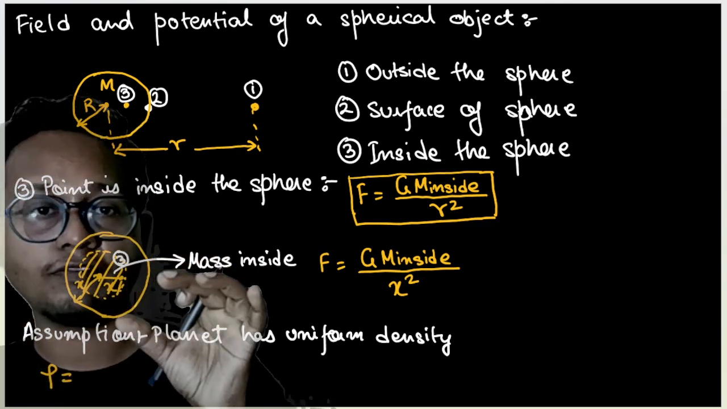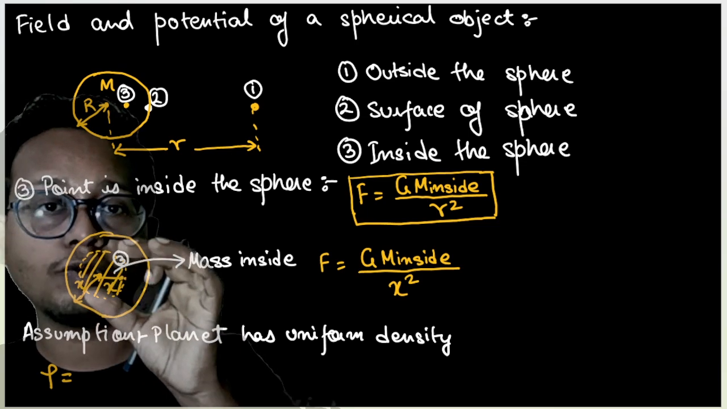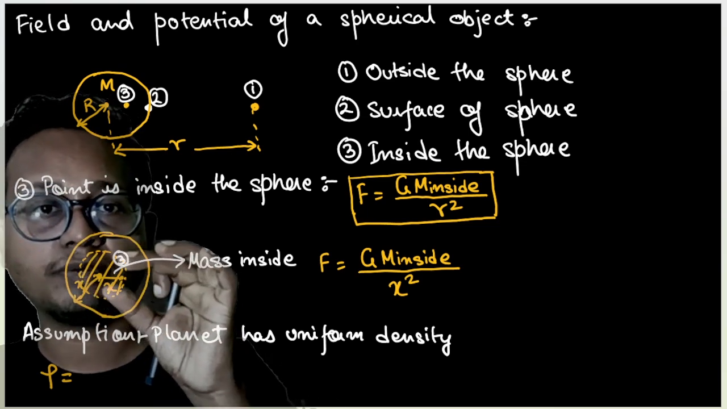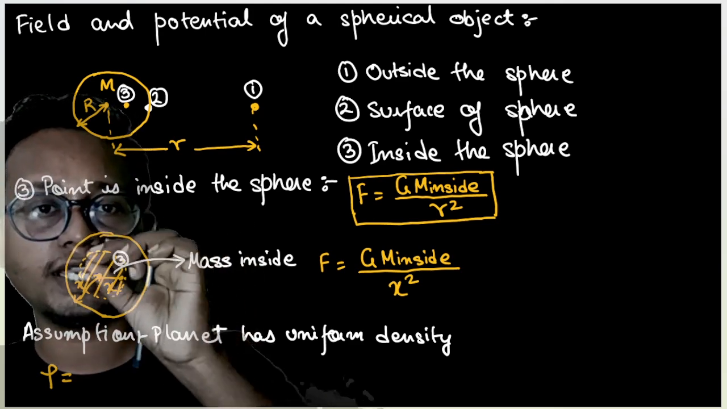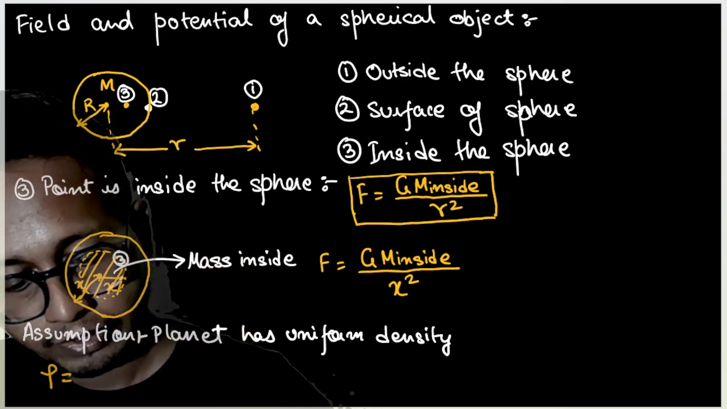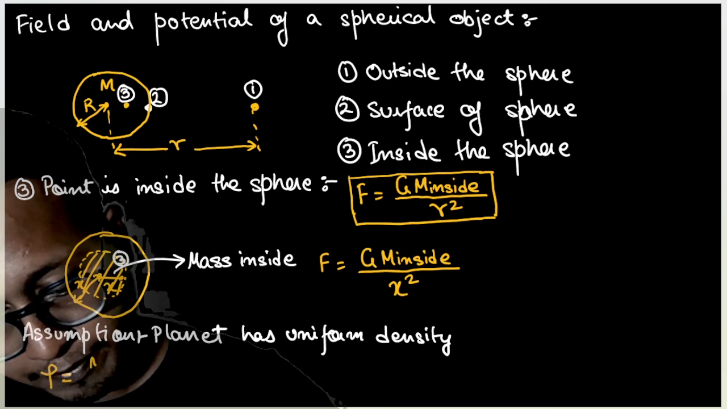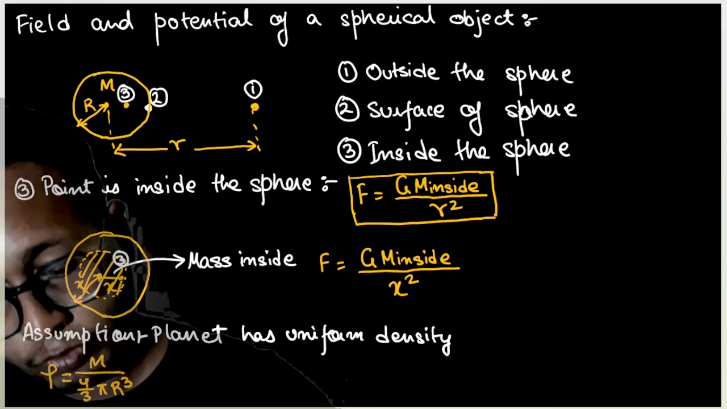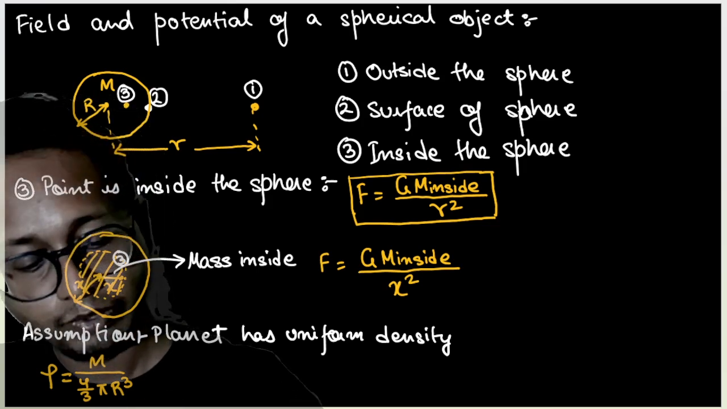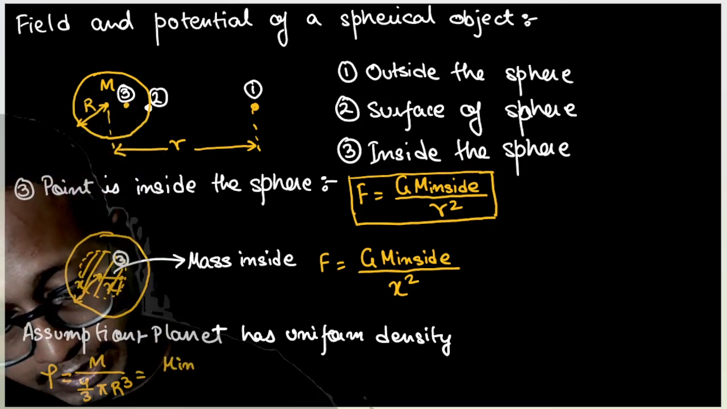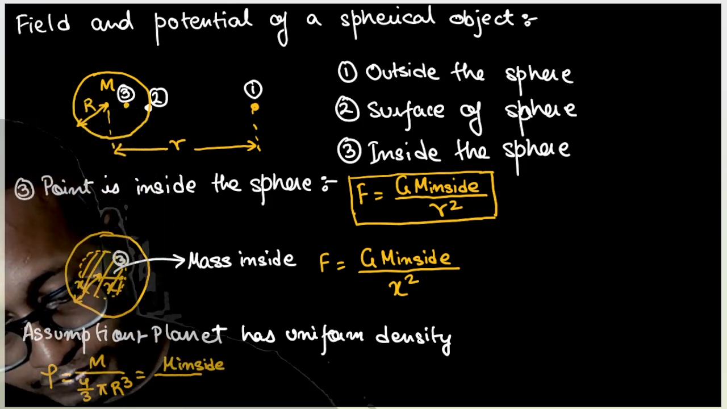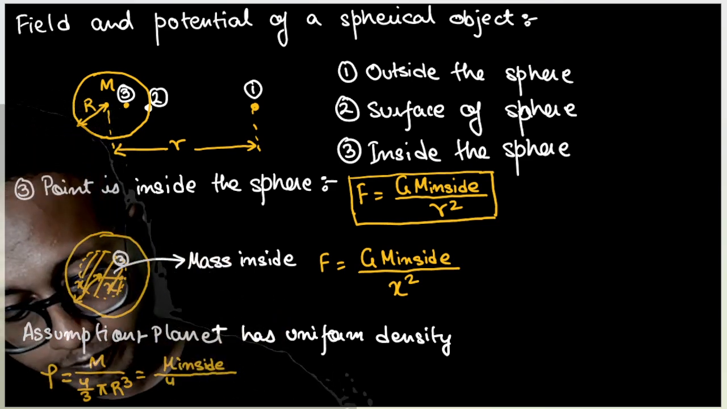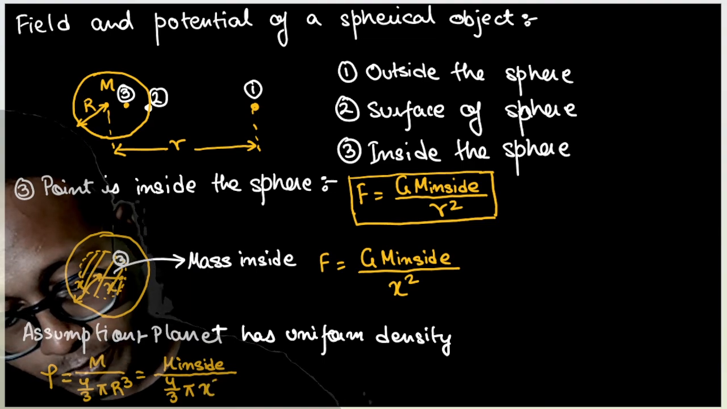So mass of the entire planet divided by volume of the entire planet is equal to mass of this much part of the planet divided by volume of this much part of the planet, because the density of the entire planet is the same. Mass of the entire planet is m, and volume of a sphere is 4 by 3 pi r cube, which is equal to mass inside point 3 divided by the volume inside point 3, which is 4 by 3 pi x cube.